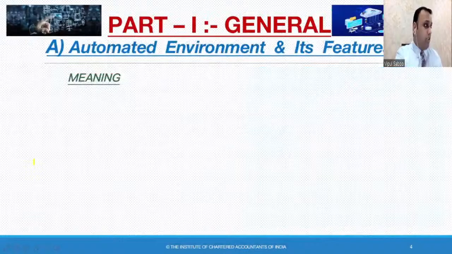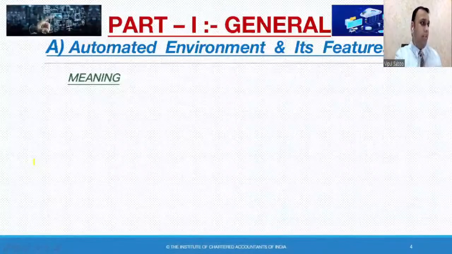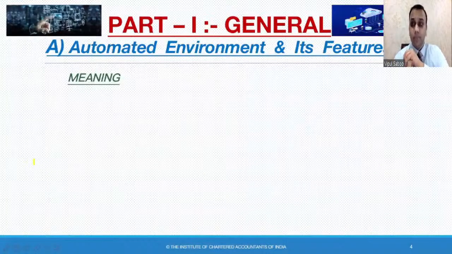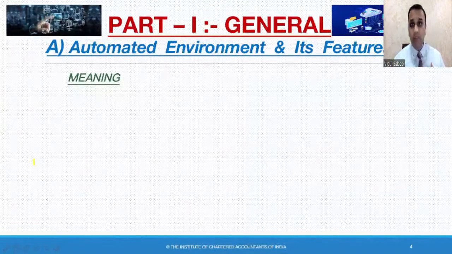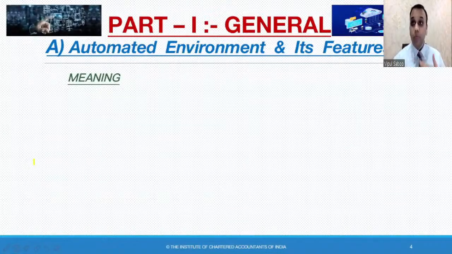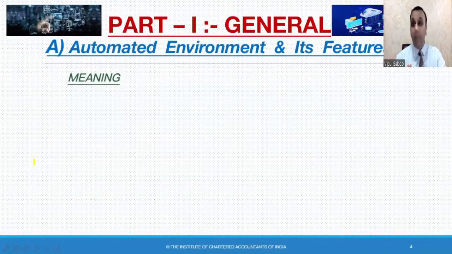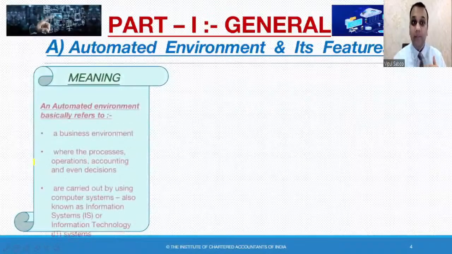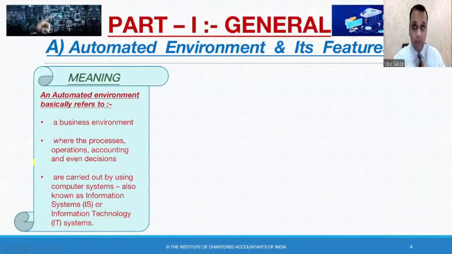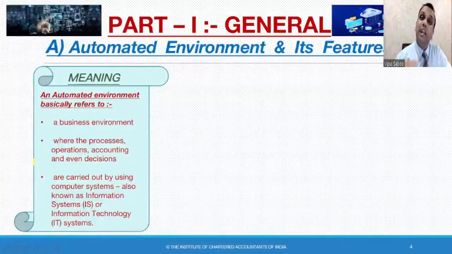So moving to what is automated environment. Automated. Auto means on its own. Mated means in motion. So moving in its own motion. Walking in its own motion. Automated. And what is automated environment? An environment where there is automation. Meaning, I have divided the definition into 3 parts. So you'll read with me one by one each part so that we are able to grasp the concept easily.